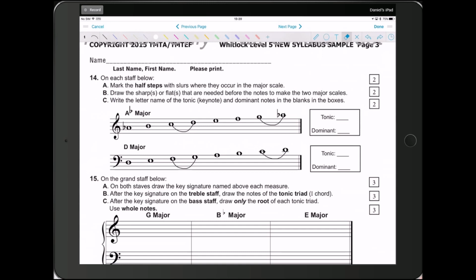Alright, A flat major. So what we're going to do, to figure out how many flats are in A flat major, you're going to say the order of flats, B, E, A. After you get to A, you just go one more. B, E, A, D. Just go one more from the flat key, and you should have 4 flats. So I need to find B, E, A, and D.